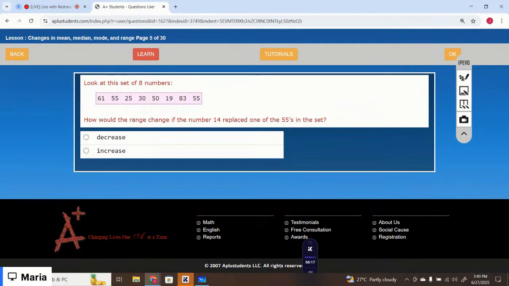Look at the set of 8 numbers. How would the range change if the number 14 replaced one of the 55 in the set? If one of the 55 is replaced by 14, then the range would be 83 minus 40. Decreased.